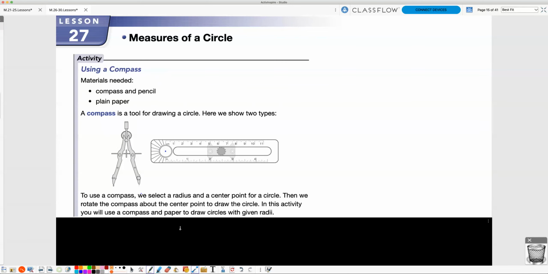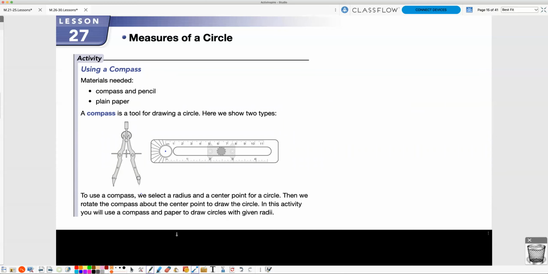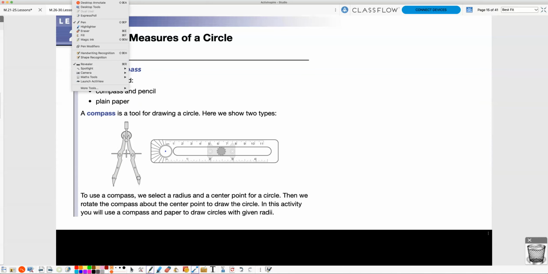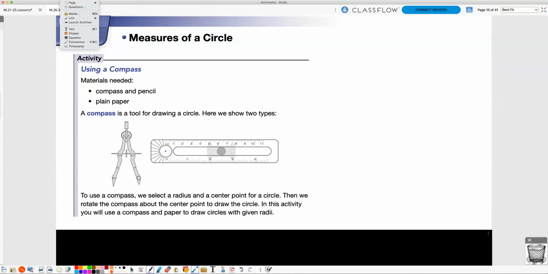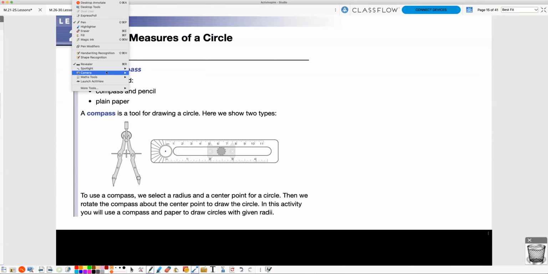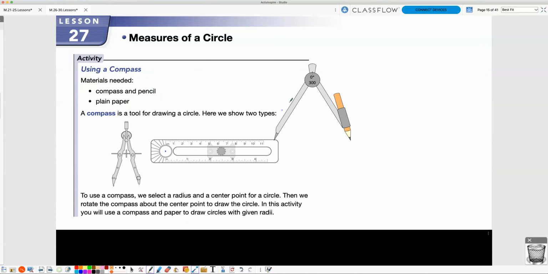To use a compass, we select the radius and a center point for a circle. Then we rotate the compass about the center to draw the circle. In this activity, we're going to use a compass and paper to draw circles with given radii. I'm just going to share with you how to do it. You can use a piece of paper to practice it along with your compass. And then we're also going to look at some questions related to that.